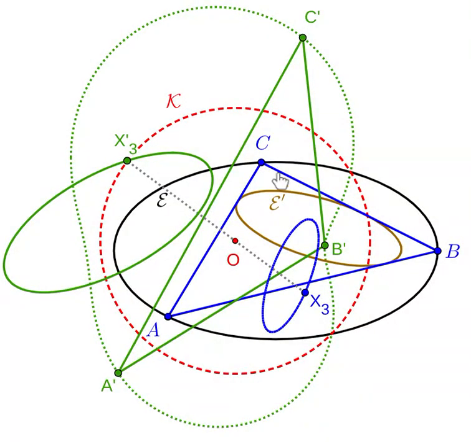So ABC is a Poncelet triangle between conics E and the caustic E prime. K is some generic circle centered on a generic center O. A prime, B prime, C prime are inversive images of A, B, C with respect to K. So you start from this triangle ABC, and you invert the position of its vertices with respect to K, and then you get triangle A prime, B prime, C prime. So you go from blue to green.